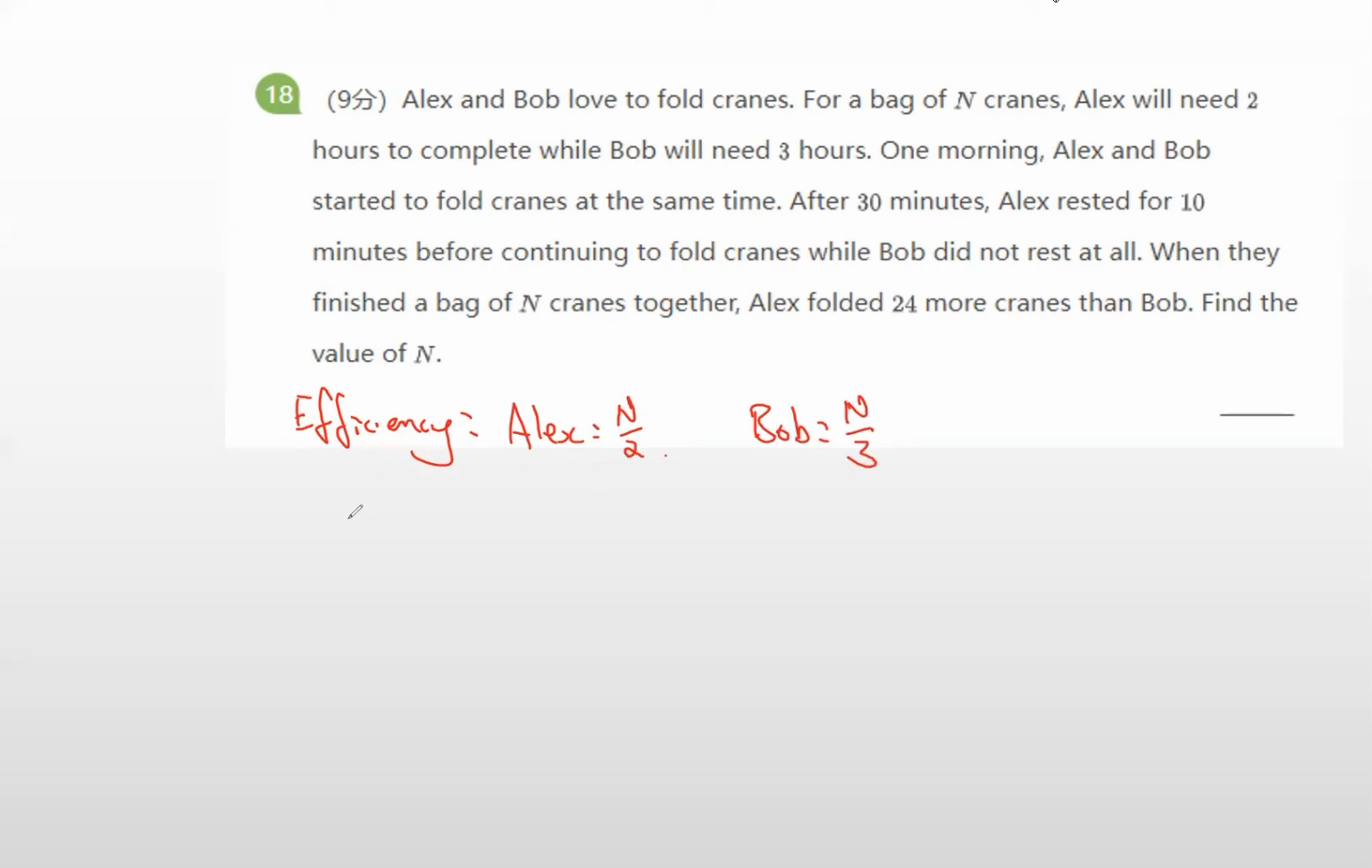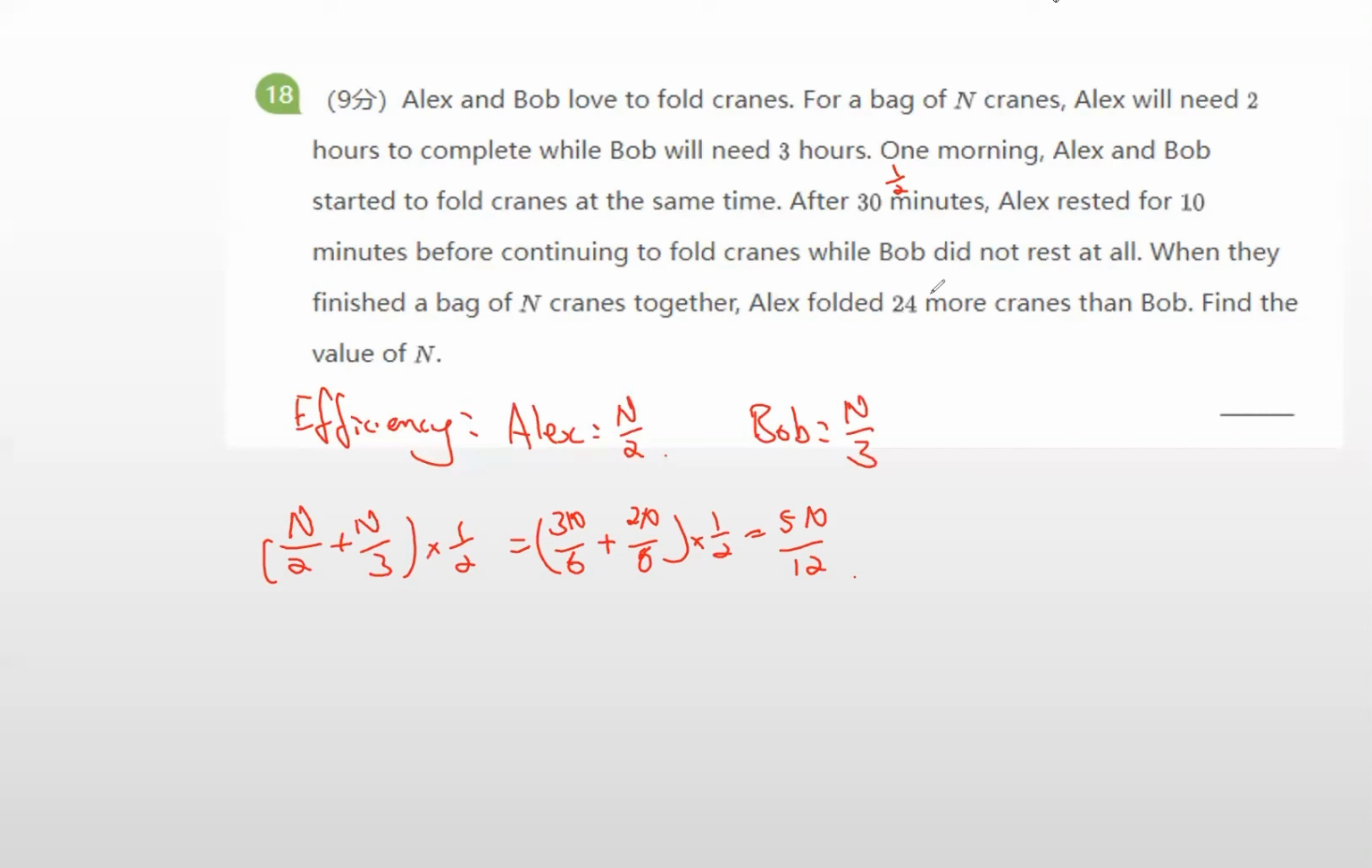Now, we know that they are working together, and they folded for 30 minutes together first. So the efficiency is N over two plus N over three, right? That's them working together, that's their total efficiency. And times by half an hour, because 30 minutes is half an hour. That's going to give us 3N over six plus 2N over six, times by half. And that's 5N over 12. So in 30 minutes, they have folded 5N over 12 prints.